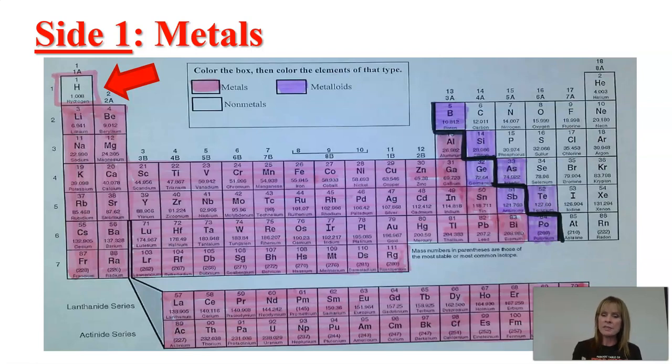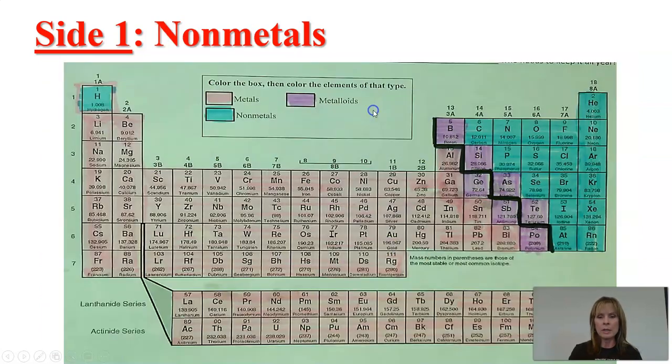On the left side of the stair step are metals, with the exception of hydrogen. Hydrogen is a nonmetal. So we've colored all the metals on the periodic table pink, and you can color whatever color you want. So all of these are metals. The purple are the metalloids, which leaves the turquoise color over here as the nonmetals.